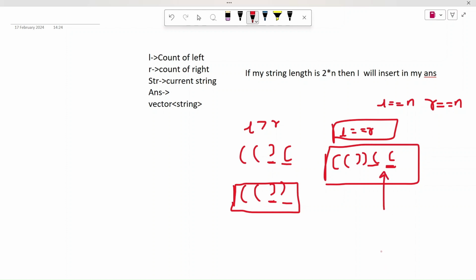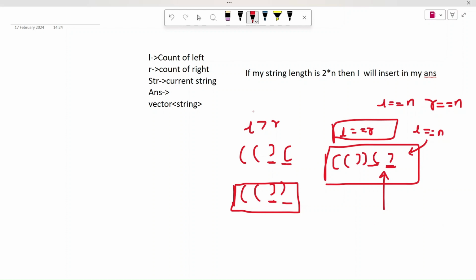So another observation is that if my L is already equal to n, I have only one possibility. What is that possibility? I will always insert a right bracket. So this is how I am thinking about this question.